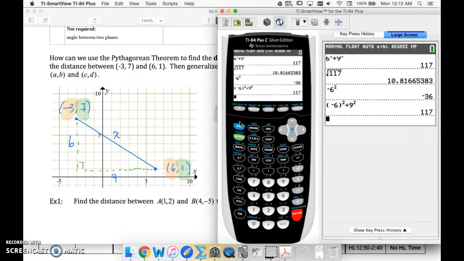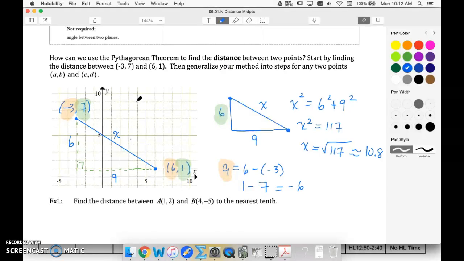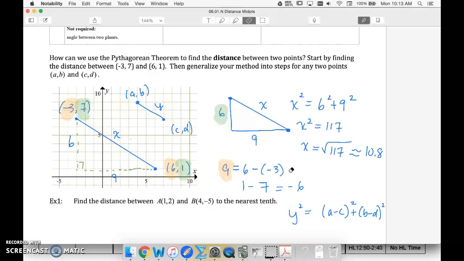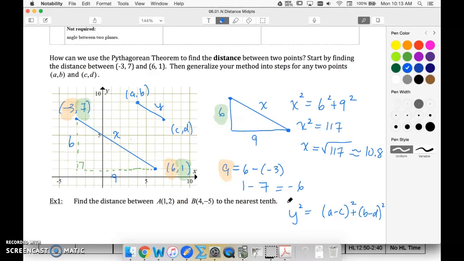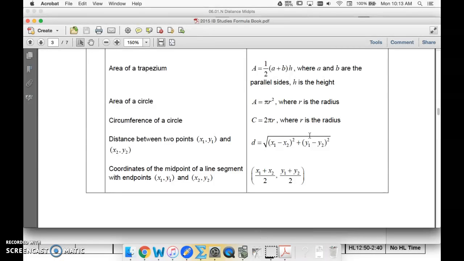and I would end up with my same value of 117. So if we had two random points, A, B, and C, D, if I want to find the distance between those two, I'll call that y. I would say y squared is equal to, I'm going to subtract my x values, A minus C, and square that, plus my y values, B minus D, and I'll square that. So that's Pythagorean theorem turned into distance formula. Notice to get y by itself, in the end I have to square root that answer.